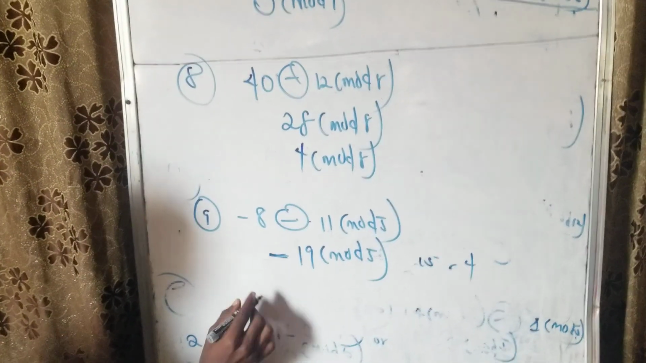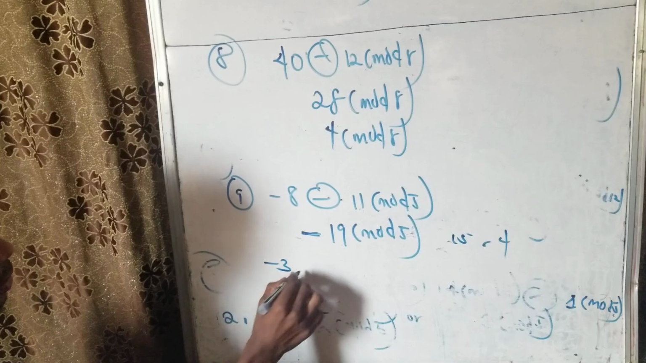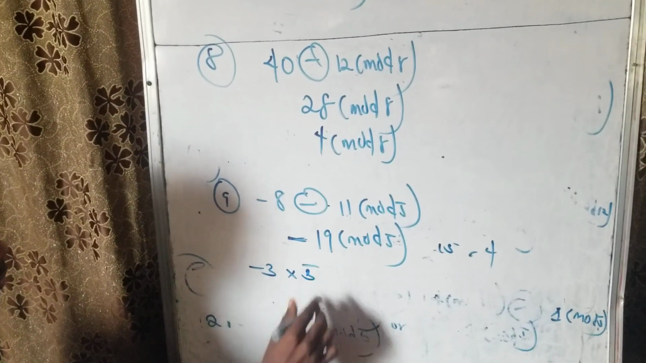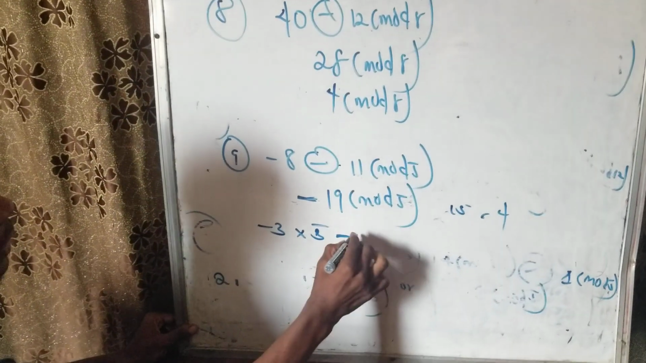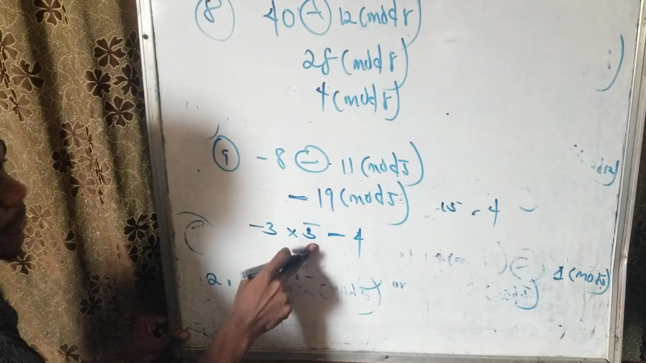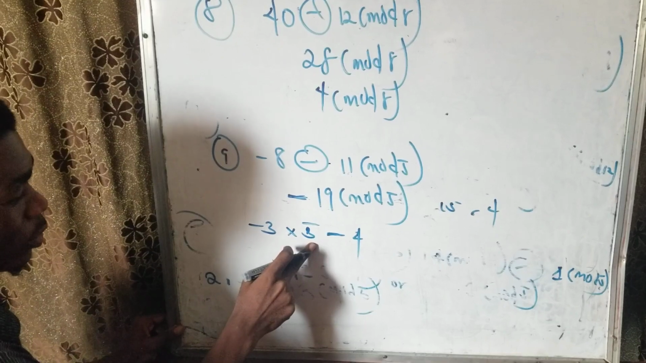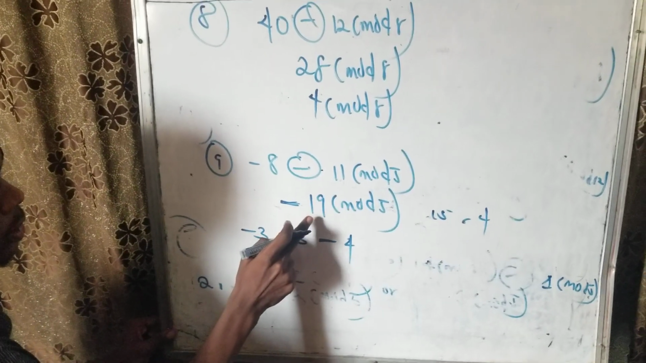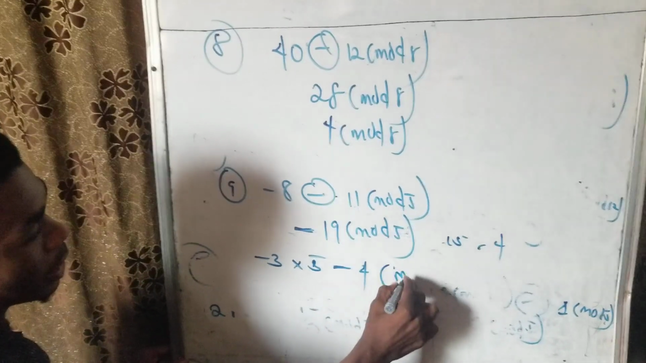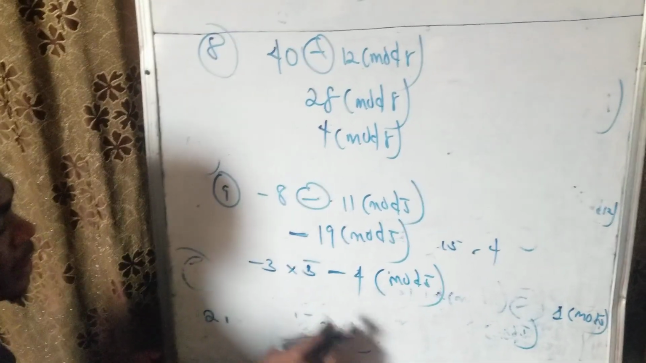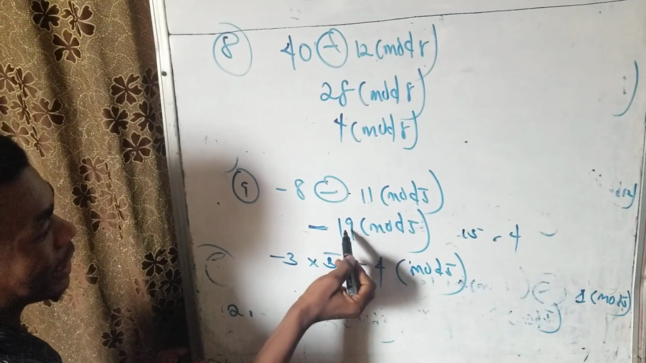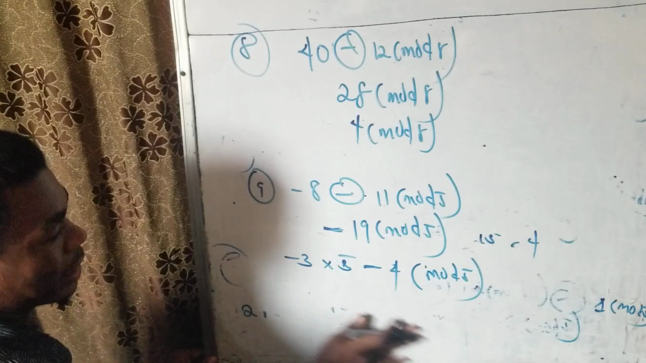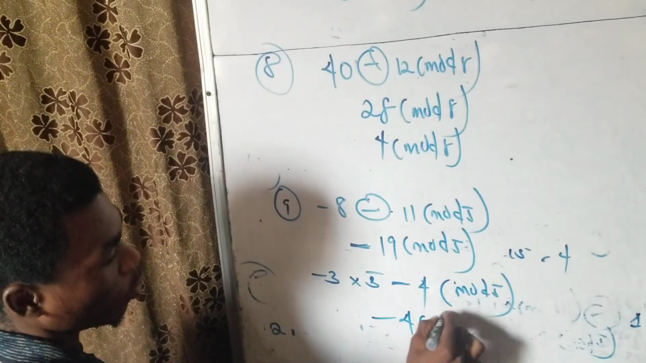So it means that, because of the negative, I'm writing minus 3 times 5. Then minus 4. Because minus 3 times 5 is going to give us minus 15, and minus 15 minus 4 is going to give us minus 19 in mod 5. So when minus 19 is divided by 5, it gives us a remainder of minus 4, which is minus 4 mod 5.